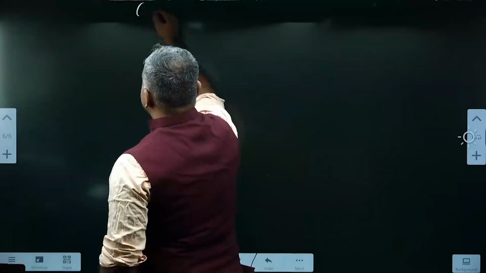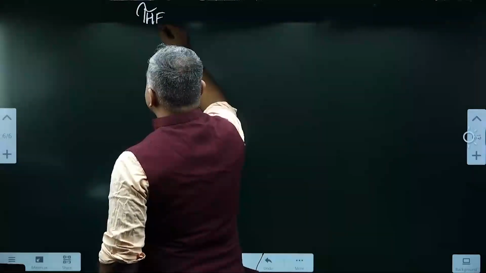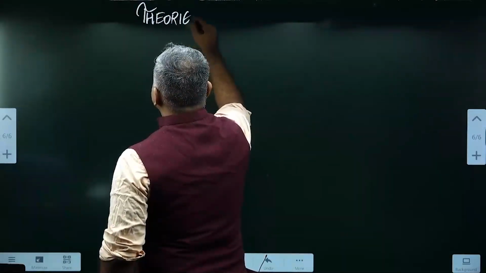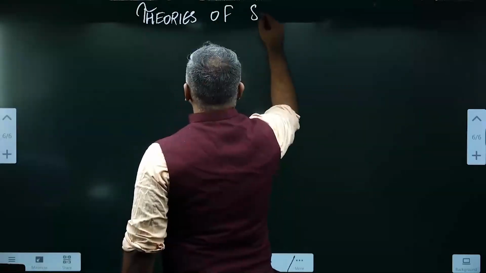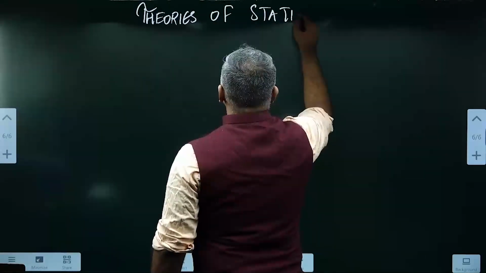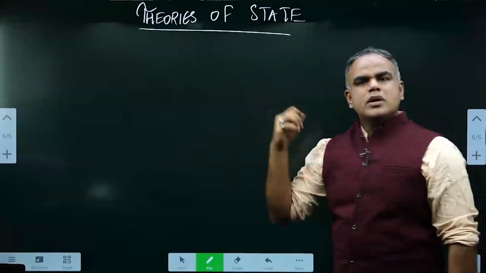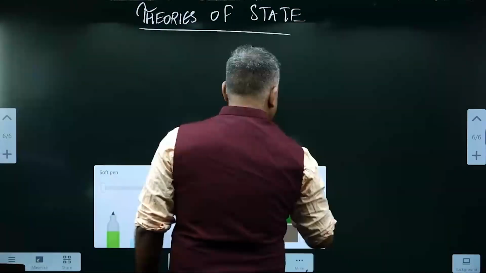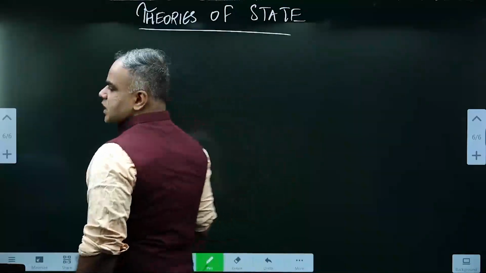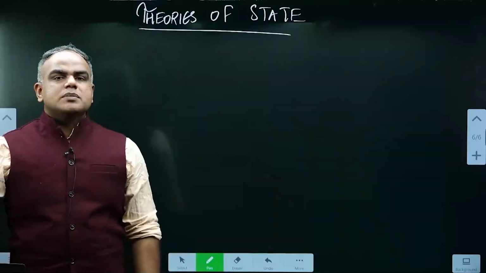Now, let's talk about a very interesting topic. This is unit 2 of the PSIR syllabus. After we are done with this, I'll move to unit 1 and then only some of the remaining parts are left here. Now, see, theories of state. In your syllabus, what is mentioned, first I'll write that.